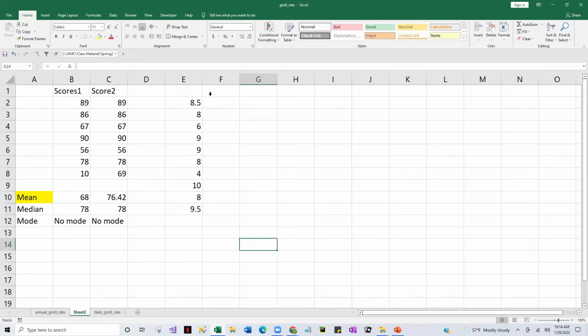Okay, so I think this is enough for now. So let's do the same exercise here. We are going to find the mean, median, and mode. Okay?